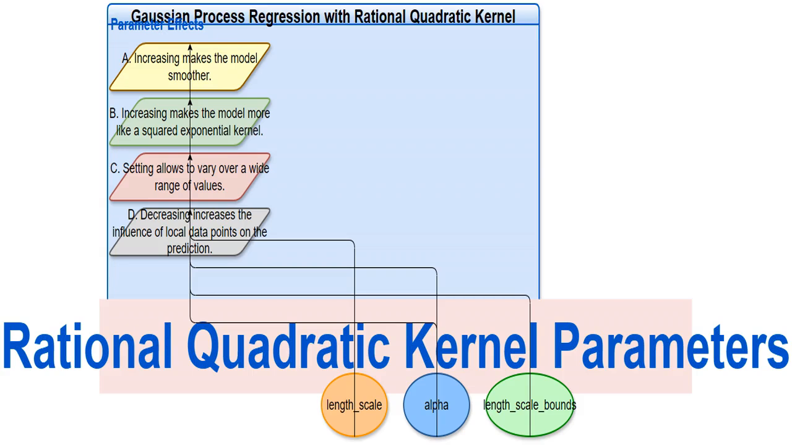We see this parameter controls how smooth the model is. A larger length_scale means points farther apart influence each other more, resulting in a smoother prediction. Think of it like this. A large length_scale is like drawing a smooth curve through your data points, while a small length_scale emphasizes the wiggles and bumps.